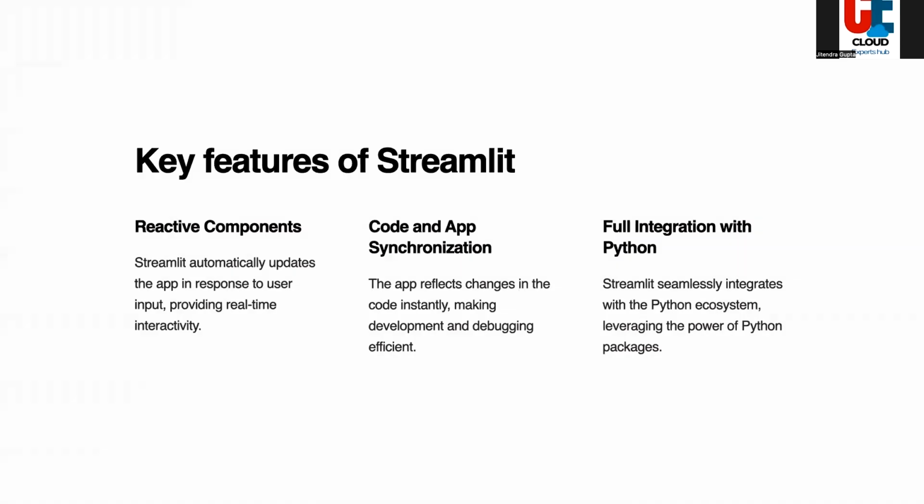Some of the key features. First, it's a reactive component. Streamlit updates the app in response to the user input. Suppose your app is already running and you have streaming data to be processed, just like any real-time scenario. As soon as you update your data on the front end, it immediately takes effect, and you are able to see the updated visualizations.